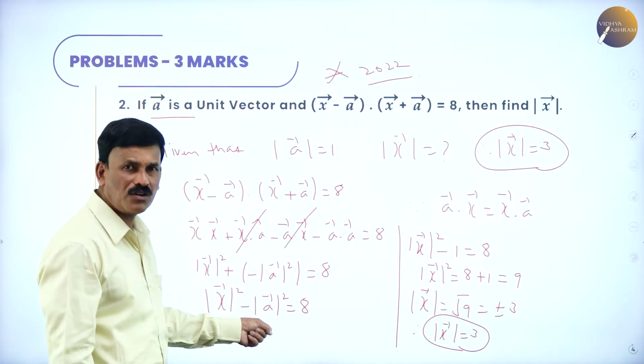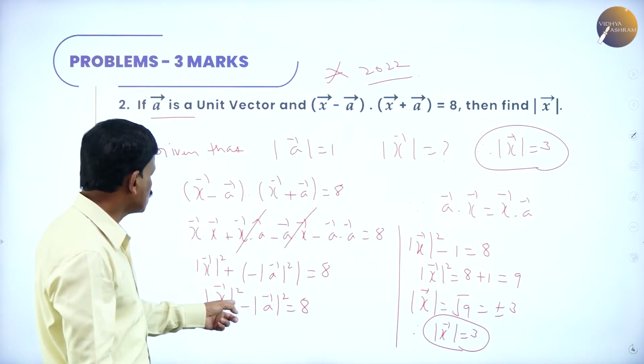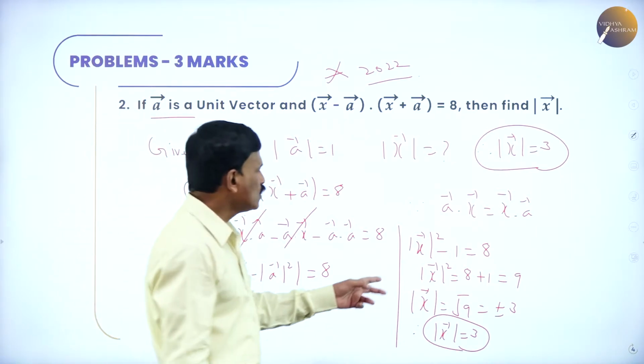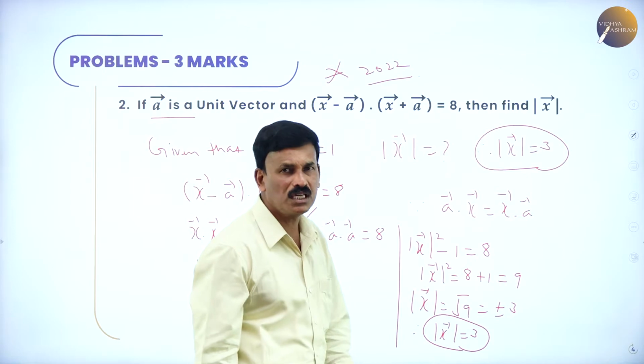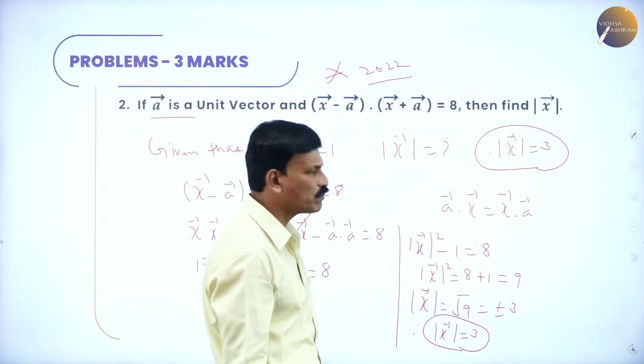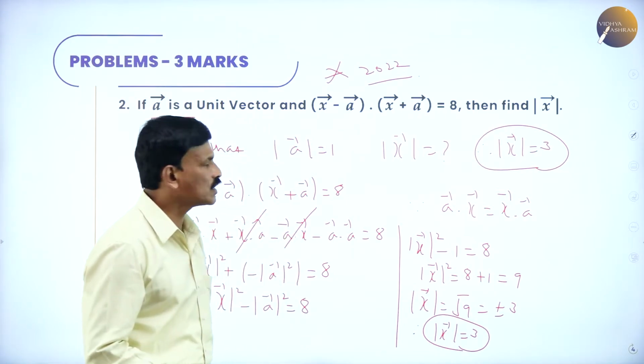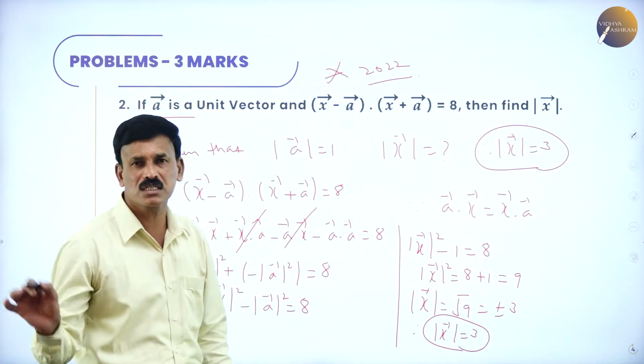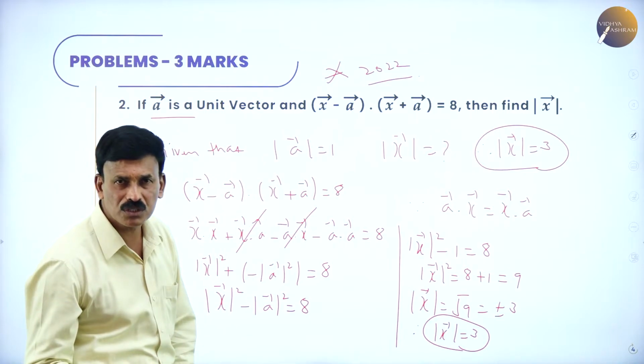Since we know the magnitude of a is equal to 1, magnitude of x square minus 1 is equal to 8. So magnitude of x square is equal to 8 plus 1, which is 9. Therefore the magnitude of x is root of 9, which is 3. So the answer for the problem is that the magnitude of x is equal to 3. That's it. Hope you followed.